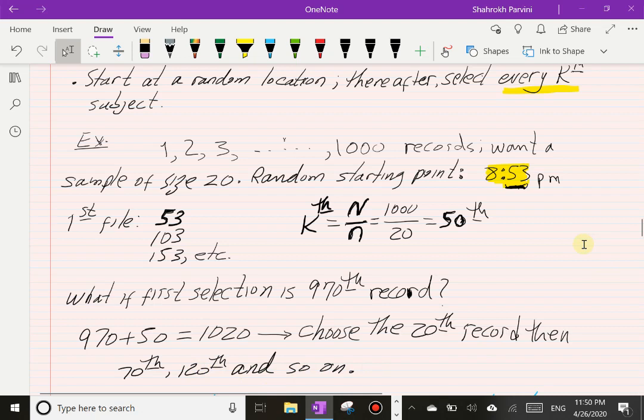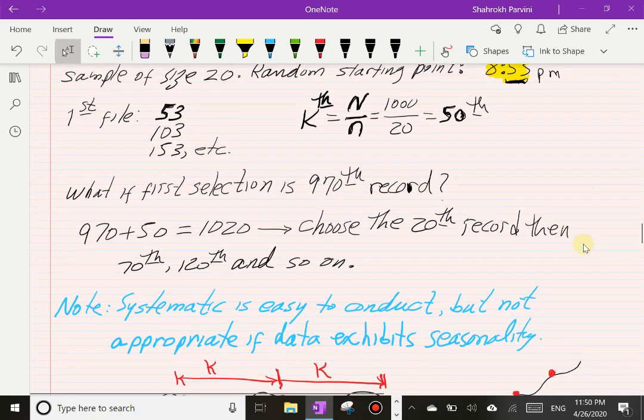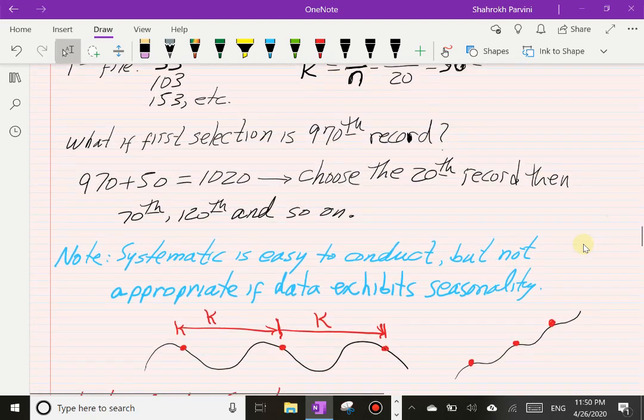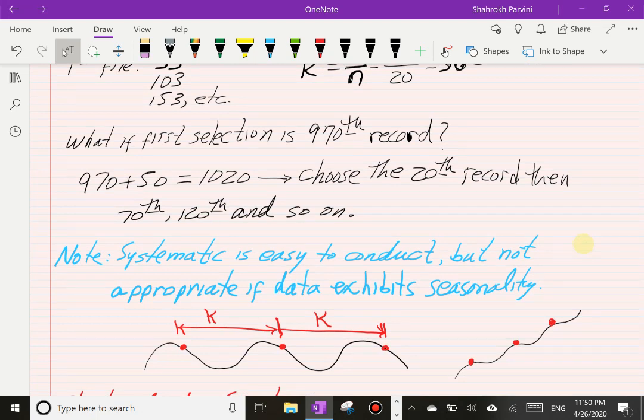So in that sense, it's systematic because you get every 50th. That's the systematic part of it. Now, got to be careful with systematic here. I have a couple of examples of data that systematic really doesn't work well with. If there are seasonalities, if your data tends to fluctuate in a certain predictable pattern, then systematic isn't perhaps the best way to do this. You're better off doing a simple random sample. So if you know that seasonalities are exhibited throughout the data, then we cannot use this method.